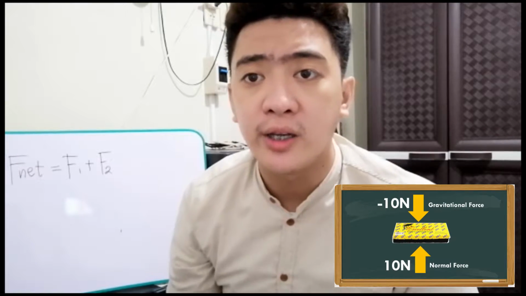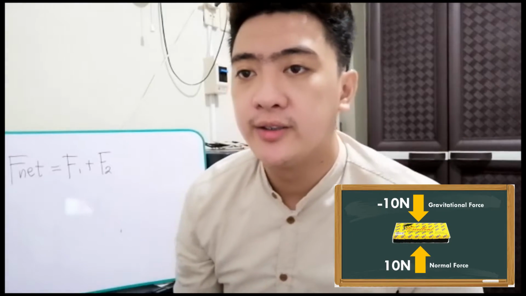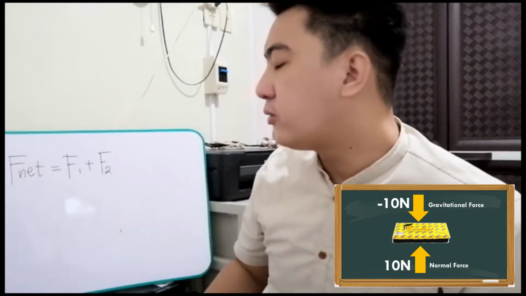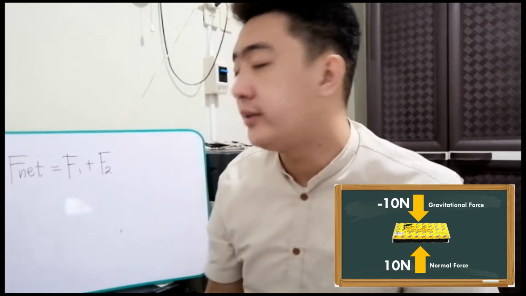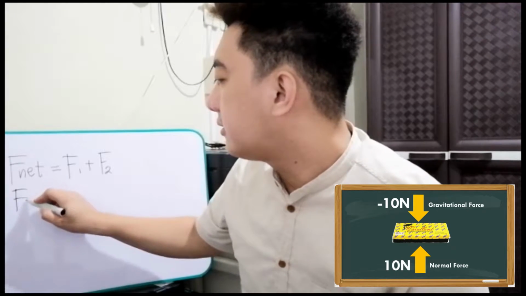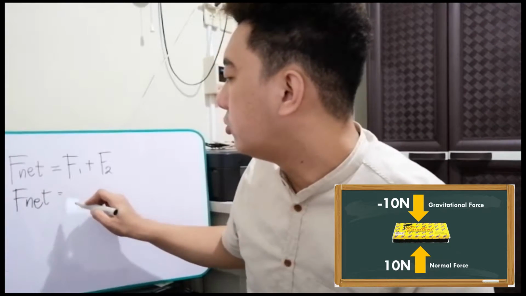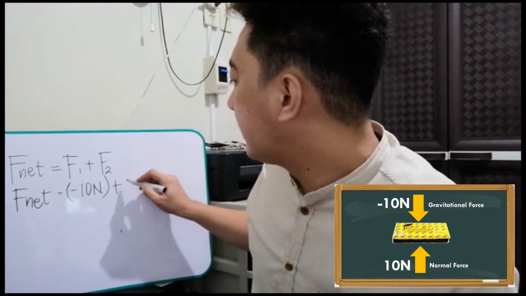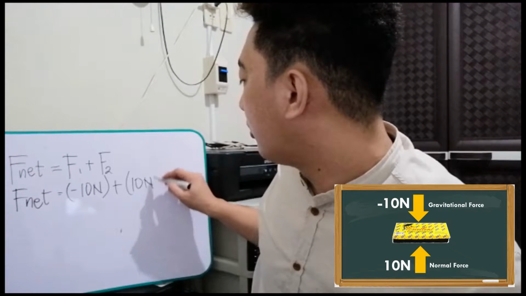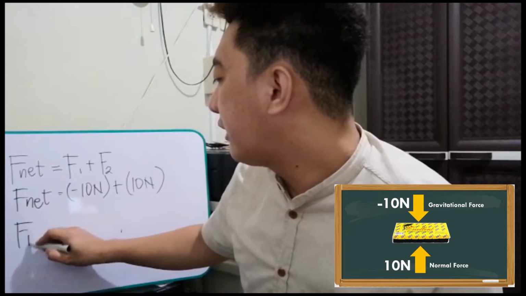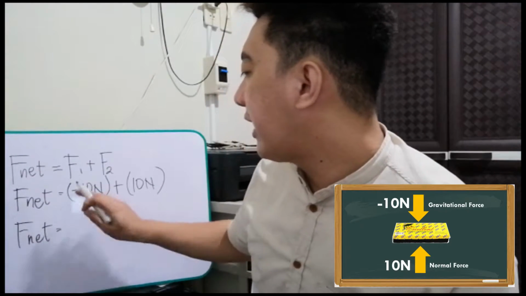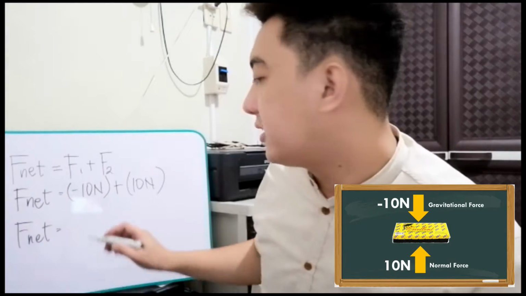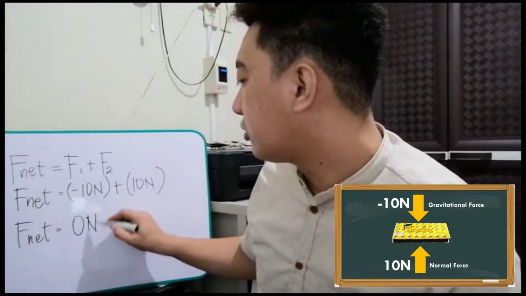Let us calculate the resultant force or the net force acting on the eraser. Net force is equal to F1 plus F2 since there are only two forces acting on the eraser. So F net, or the net force, is equal to negative 10 newtons plus positive 10 newtons. The net force is equal to negative 10 newtons plus 10 newtons, which is equal to 0 newtons.